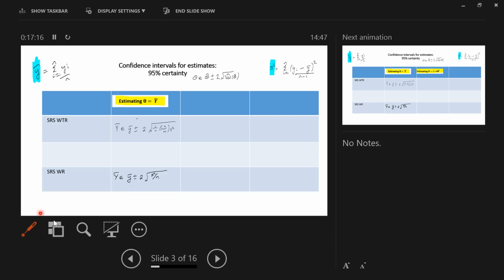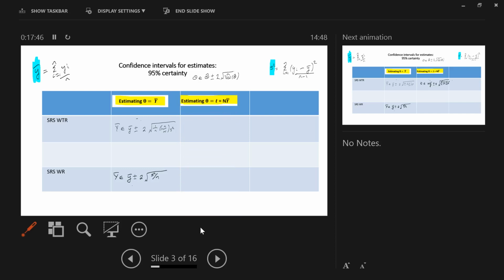Similarly, if you want to look at the confidence interval for the population mean using simple random sampling with replacement, again, the sample mean is the estimate plus or minus twice, and the previous table I had for estimating the mean using with replacement was just S squared over n. And then we can do exactly the same, but now we've got the total, not the mean.